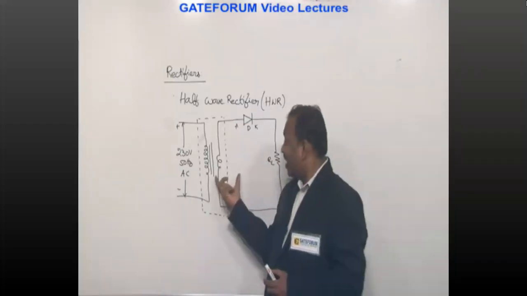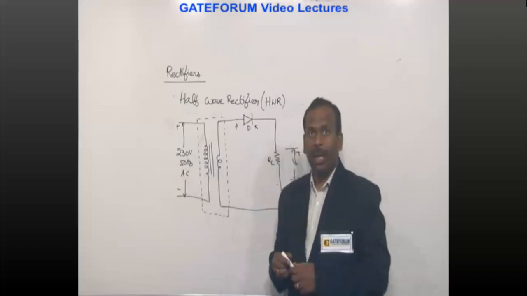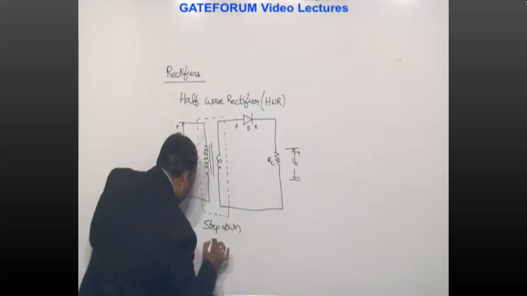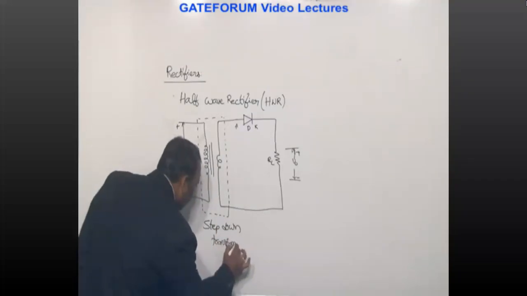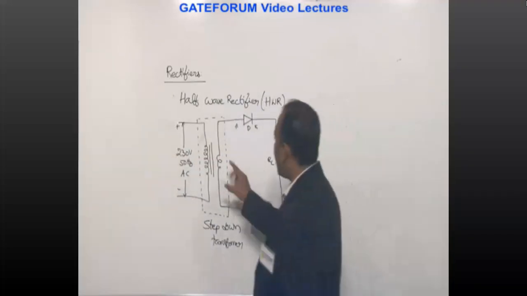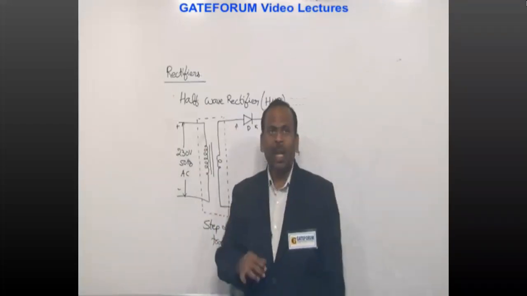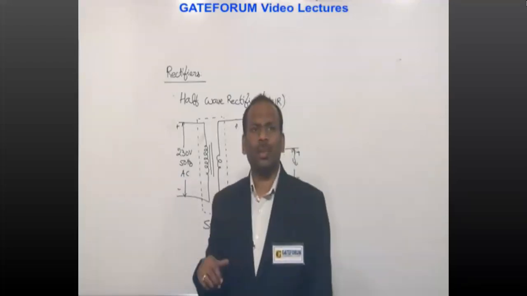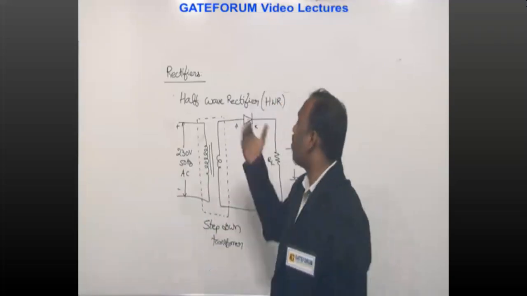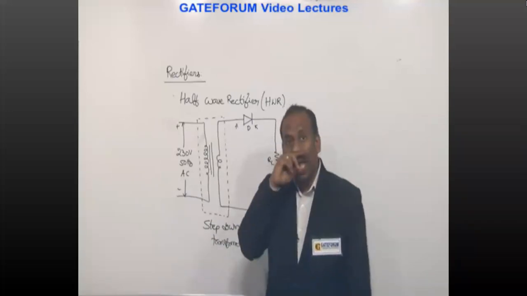In this case, you require the transformer secondary voltage to be lower than the transformer primary voltage. Then it is called a step down transformer. That is, in a step down transformer, the secondary AC voltage is less than the primary voltage. In some applications you require 400 volts DC. Input is 230 volts. How are you going to get 400 volts DC? In that case, a step up transformer has to be used.